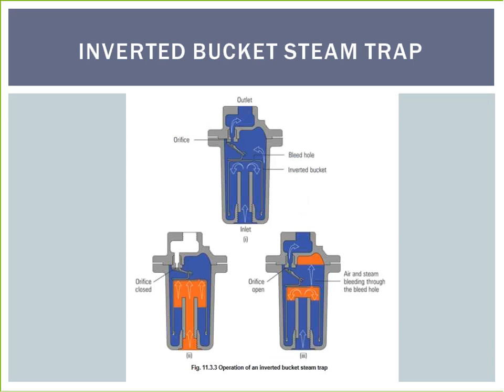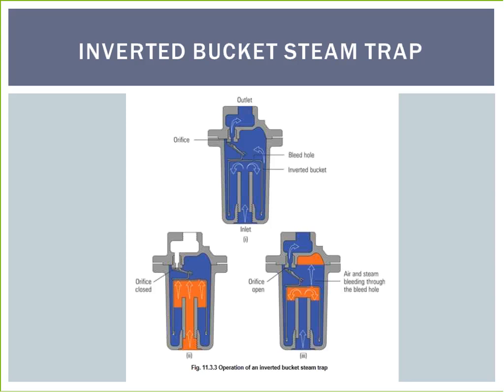The inverted bucket steam trap is shown on the screen. As its name implies, the mechanism consists of an inverted bucket which is attached by a lever to a valve. An essential part of the trap is the small air vent hole in the top of the bucket. Shown on the screen is the method of operation.